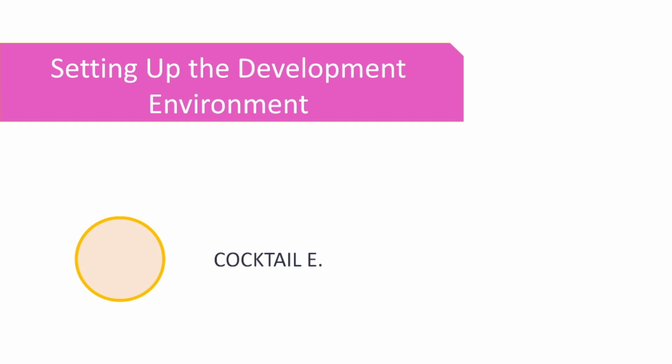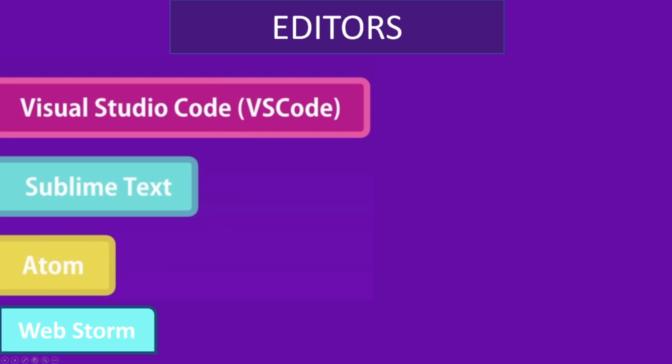In order to write JavaScript code, you need a code editor. There are various code editors out there, including Visual Studio Code or VS Code, Sublime Text, Atom, and my favorite is VS Code. You can download this from the link in the description.